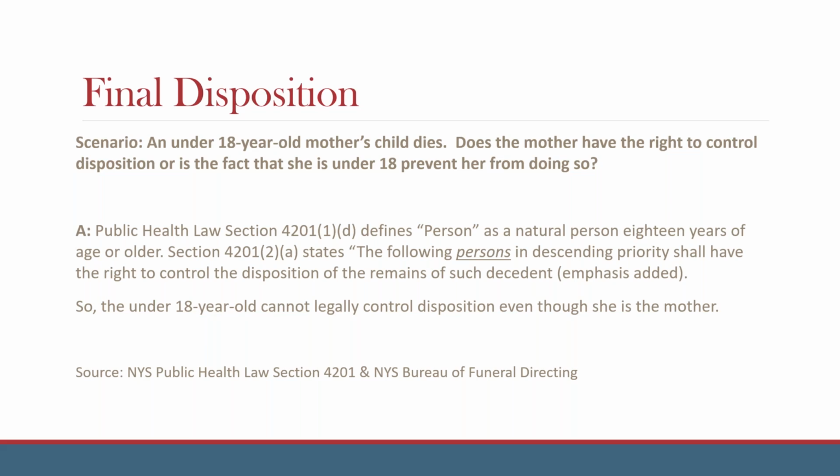That's the first section of the law. Then you get into the specifics about the priority list, and that section starts with the following language: the following persons, in descending priority, shall have the right to control disposition. So the people listed after that sentence are the ones who have control. A person is someone who has to be 18 years or older. So in this case, even though she's the mom, she's not 18 and not deemed a legal person in the eyes of the law, and therefore cannot control disposition.